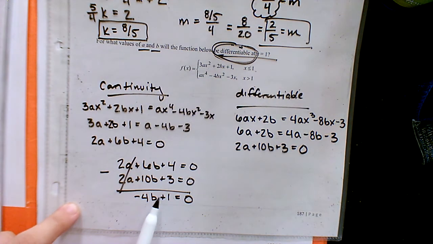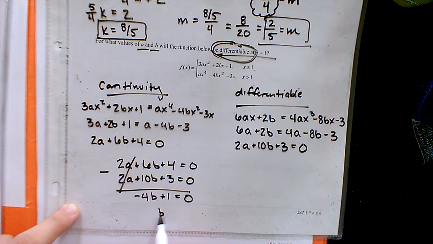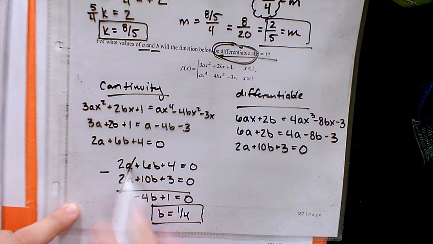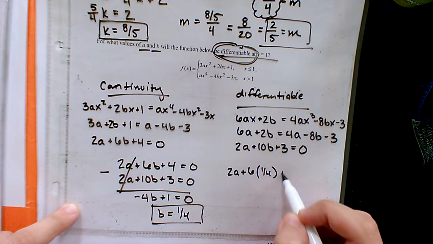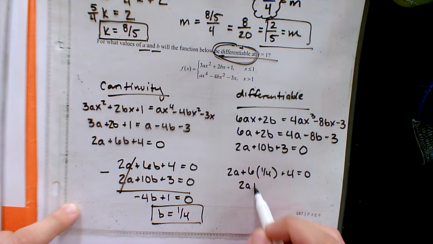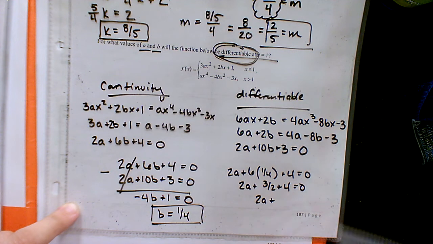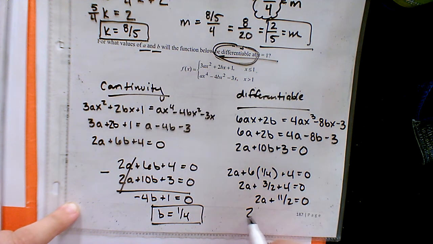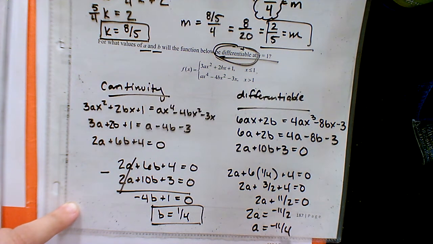All right, so if we subtract the equations, depending on how you set them up, as long as they're stacked correctly, that's fine. Solving for B, we'll get 1/4, okay? And then plugging that back into either equation, it doesn't matter. Let's see, 2A plus 3 over 2 plus 4, 2A plus 11 over 2, negative 11/4.